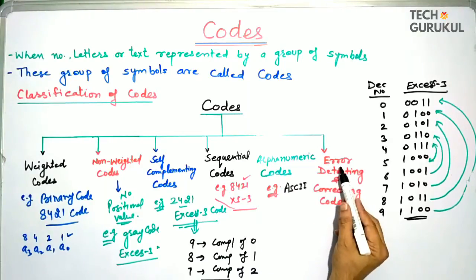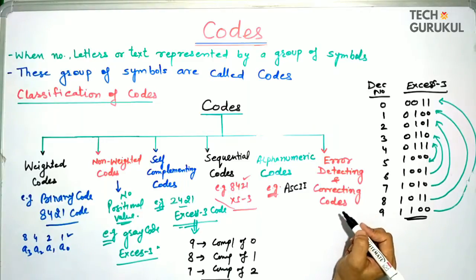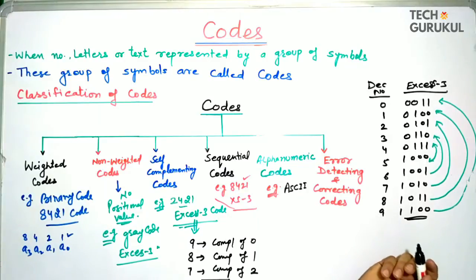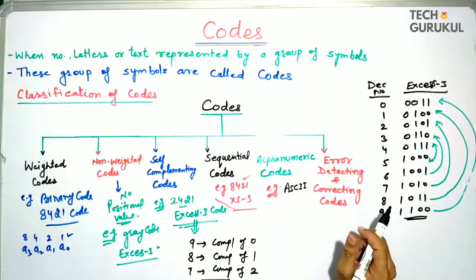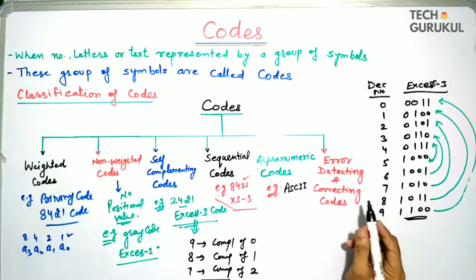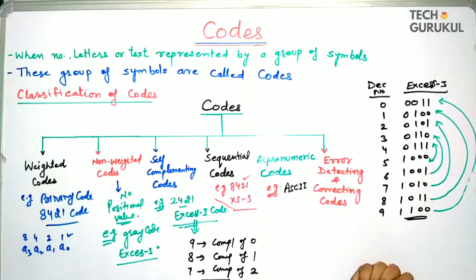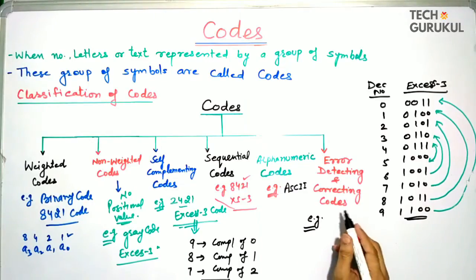Next type is error detecting and correcting codes. These are the codes which are used for error detection and correction. When we transmit some digital data from one system to another, noise gets added to it. Noise is the unwanted signal. Hence some errors occur. So these codes are used for error detection and correction. An example of error detection and correction code is Hamming code.